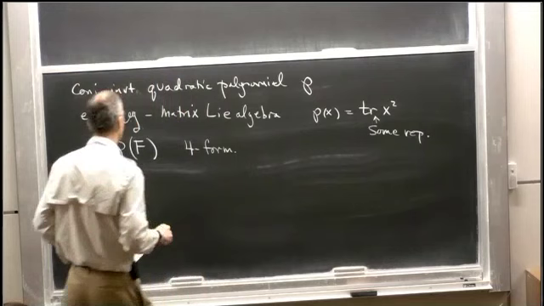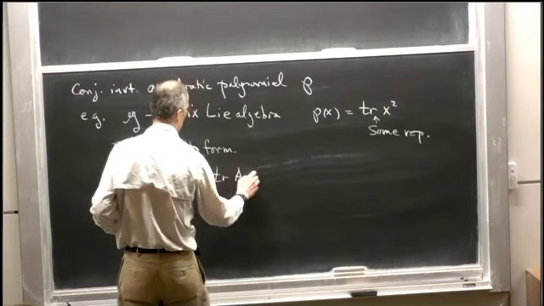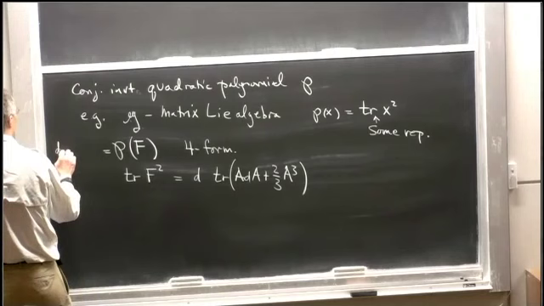Now, this is a total derivative, so it might help for some people if we write trace of F squared. This is d of trace of A dA plus 2/3 A cubed. And in general, P of F is equal to d of what I'll call Chern-Simons sub P of A.